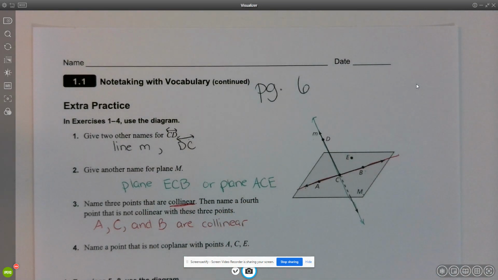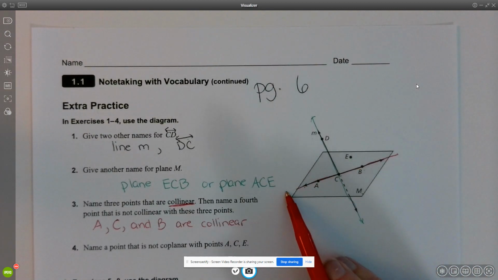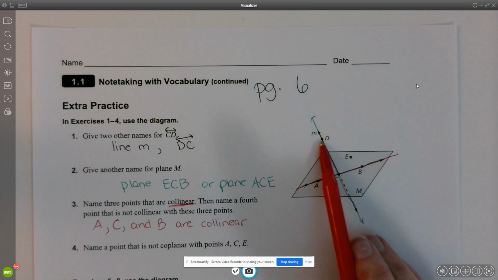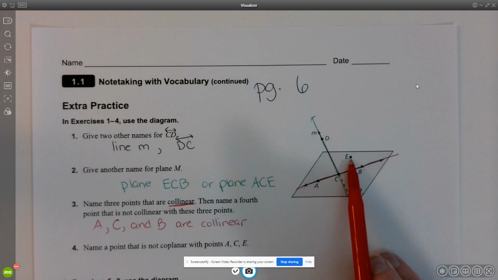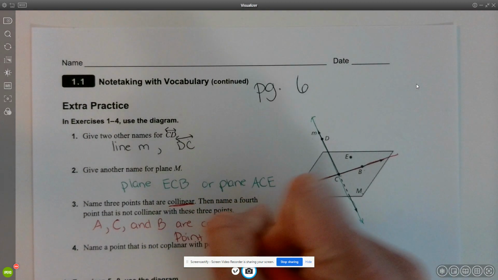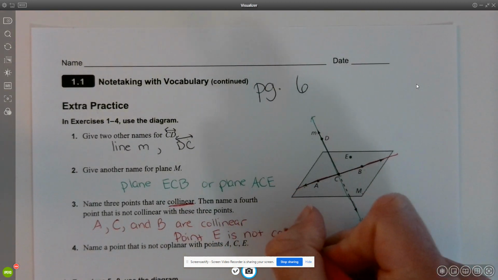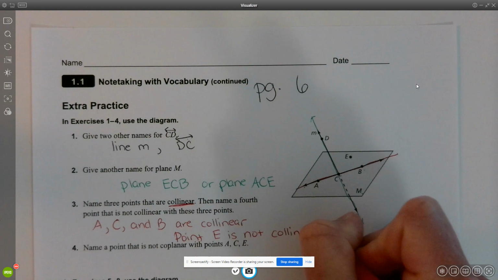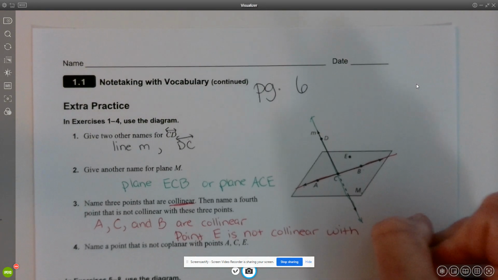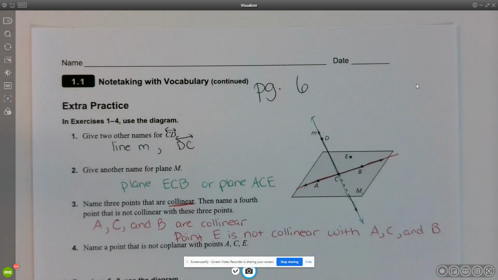And we just need a 4th point that's not collinear with these 3, so a point that does not lie on this red line. There's a couple points in the picture. You could say point D doesn't lie on that line, or point E. I'll just say point E is not collinear with A, C, and B.